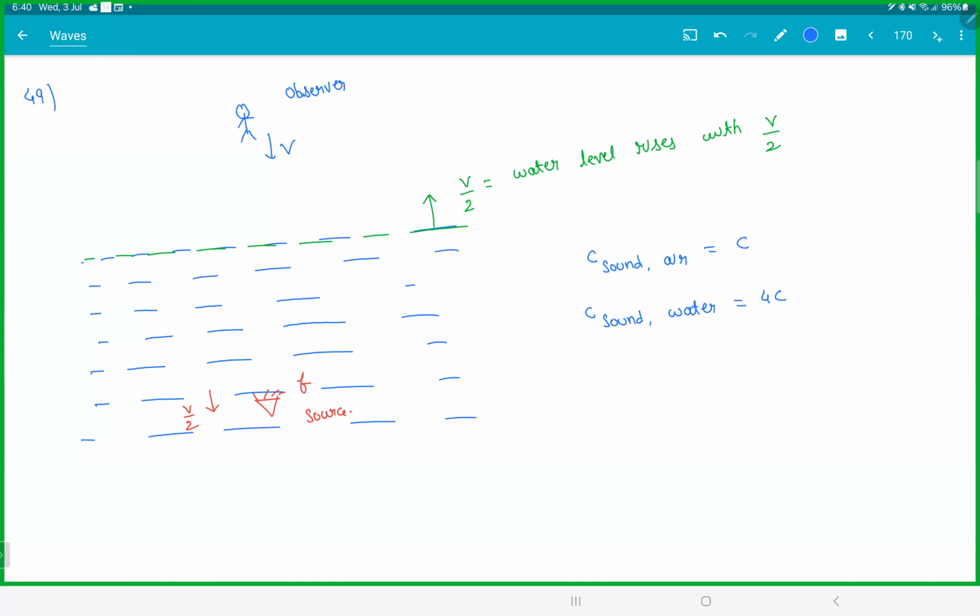So the source is in water, the observer is in air. Now we are mixing up the mediums. So find the F apparent heard by the observer. What frequency will he hear? Now you can't apply the formula directly because the medium has to be the same.